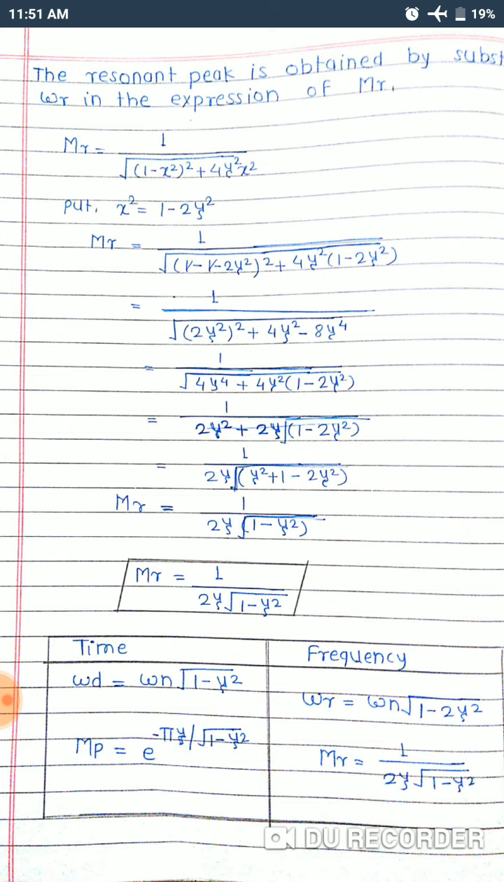In the time domain, omega d is equal to omega n root over 1 minus zeta square, while in the frequency domain omega r is equal to omega n root over 1 minus 2 zeta square. Then the peak overshoot in the time domain, as we discussed in chapter number 5, Mp is equal to e raised to minus pi zeta divided by root over 1 minus zeta square. And in the frequency domain, as already simplified, Mr is equal to 1 divided by 2 zeta root over 1 minus zeta square.